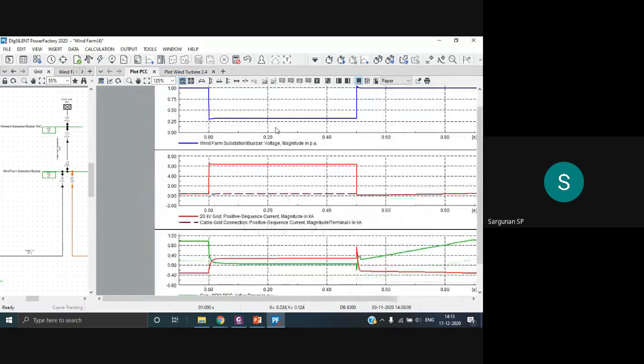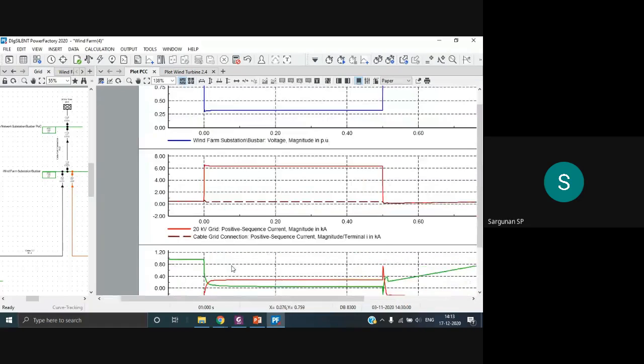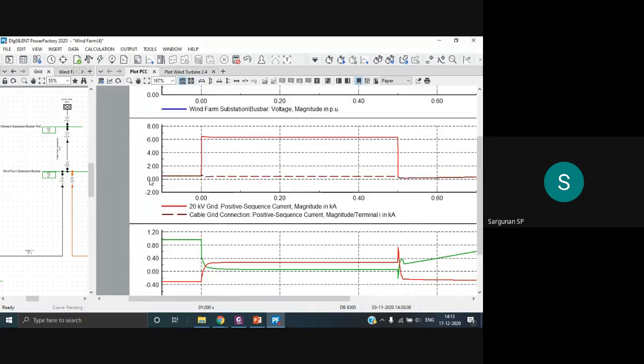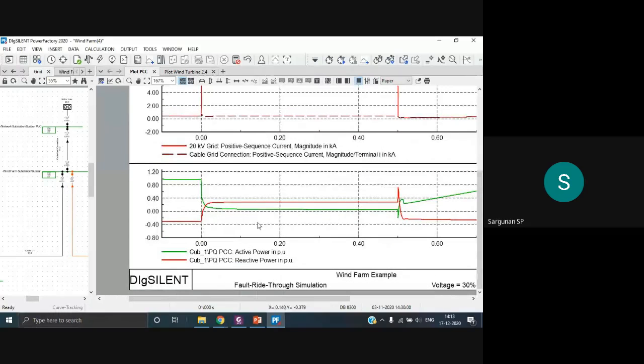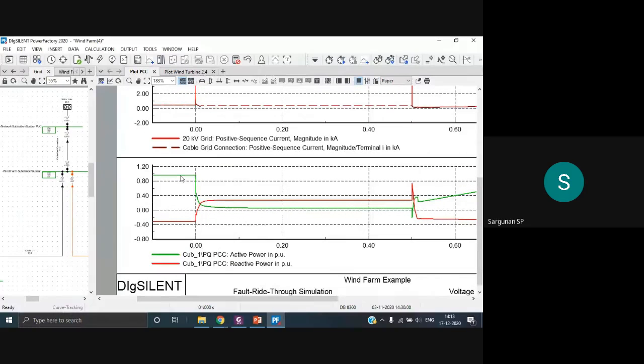Now we can see that my wind turbine is producing reactive current to the system. Here you can see when the fault occurs, at 0 seconds, it is producing the reactive current, and it keeps producing up to 0.5 seconds. Below you'll be able to see clearly that before the fault, the wind turbine is producing active power and exporting it to the grid.